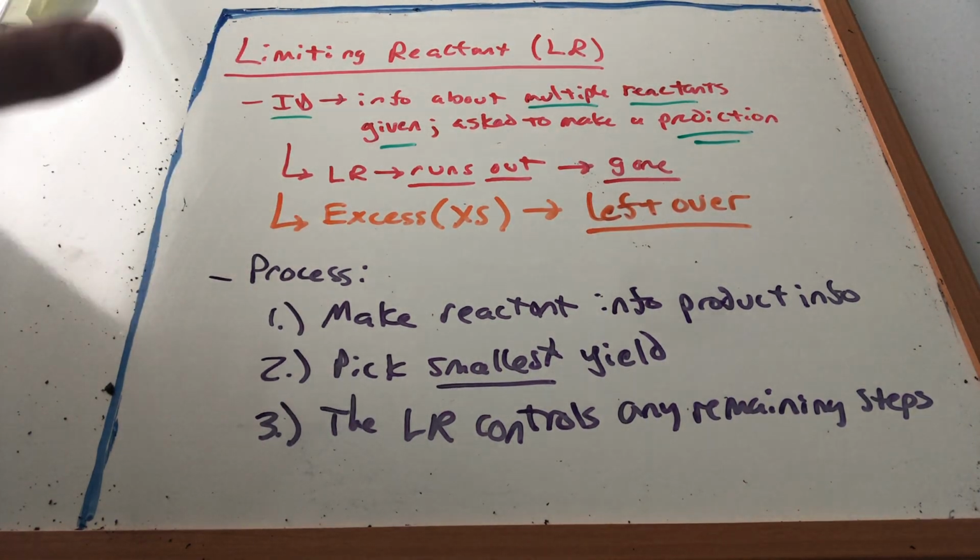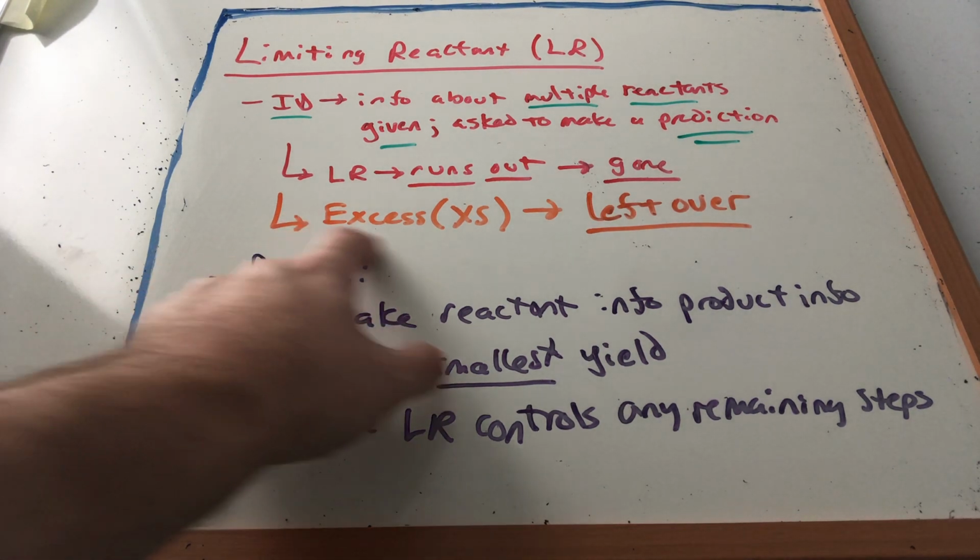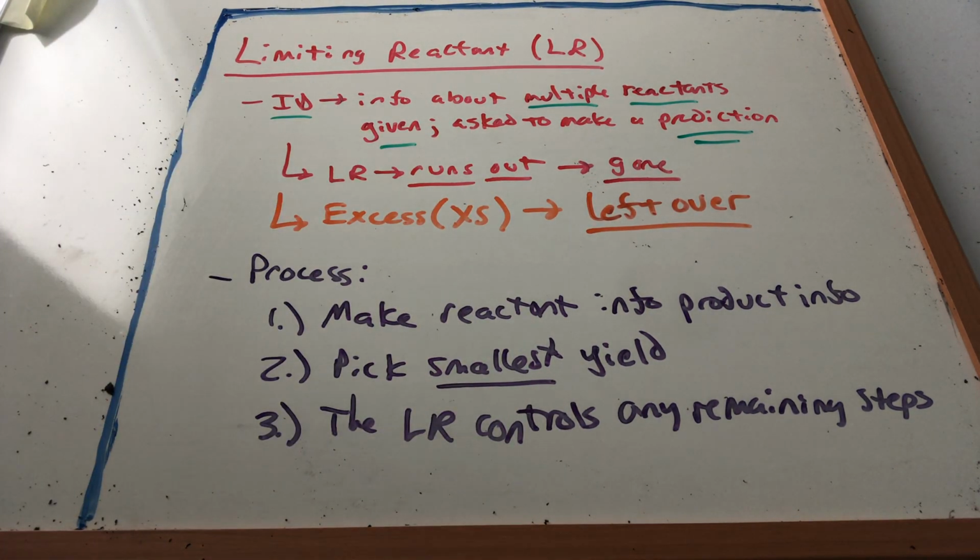The idea behind a limiting reactant is pretty straightforward. There's one of the reactants involved in a reaction that runs out. And because it runs out, it limits the production of product. It stops the process. It's like an ingredient in a recipe that you run out of and then you have to stop cooking. That's essentially what it is. Now, you might have other ingredients, other reactants that are left over. And those we say are in excess.